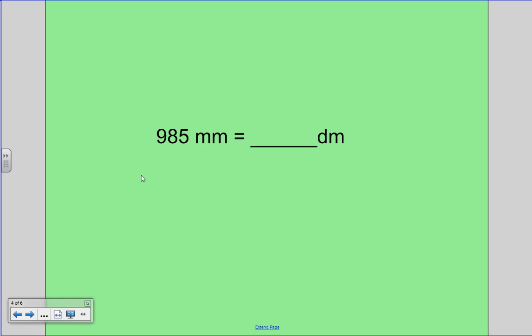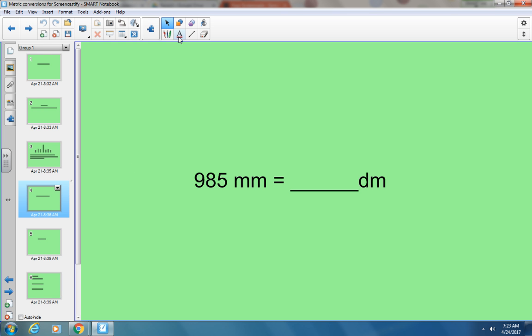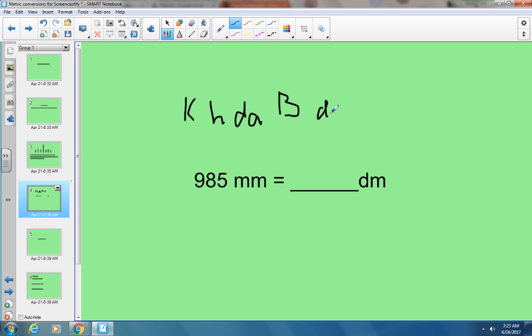I'm going to exit out of full screen mode so I can use my pen here. Here we go. So I have 985 millimeters, and I want to go to decimeters. So I'm going to start by writing King Henry died, and remember this one's DA, by, I always capitalize my base so I know where that one is, drinking chocolate milk. All right, so I have millimeters. That means that I'm starting here, and I'm going to decimeters, not decameters. There's only a D, not DA, so I'm going to circle that one too.